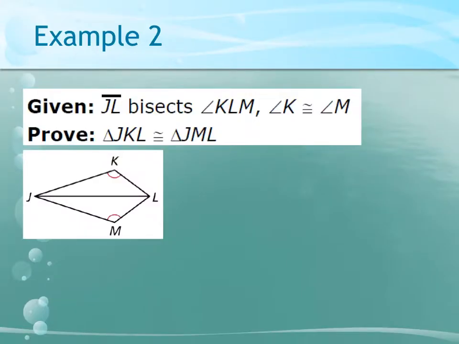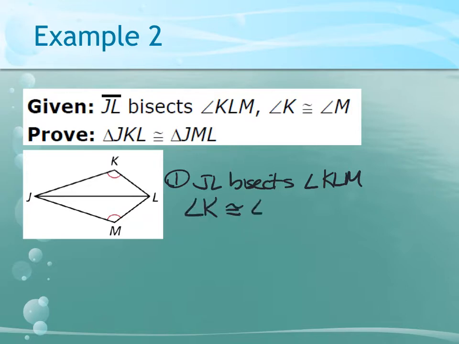Next one, I'm going to write down the given as I label my picture. So one is JL bisects angle KLM, and angle K is congruent to angle M. So K and M already have the mark. Here is KLM, and it's been bisected. So that's going to tell me that I'm going to get this angle congruent to this.